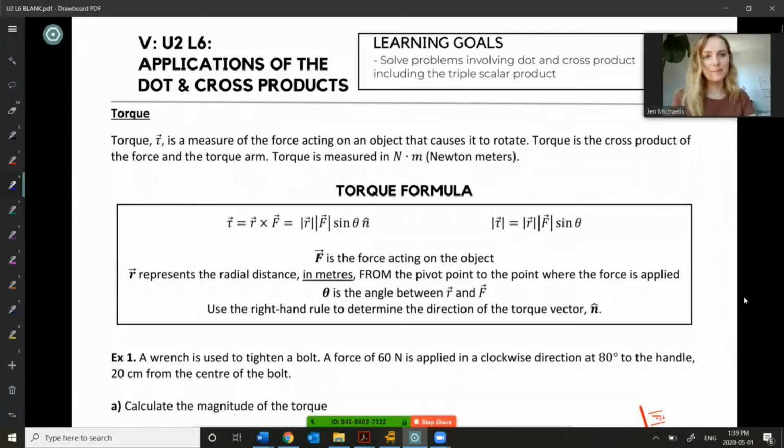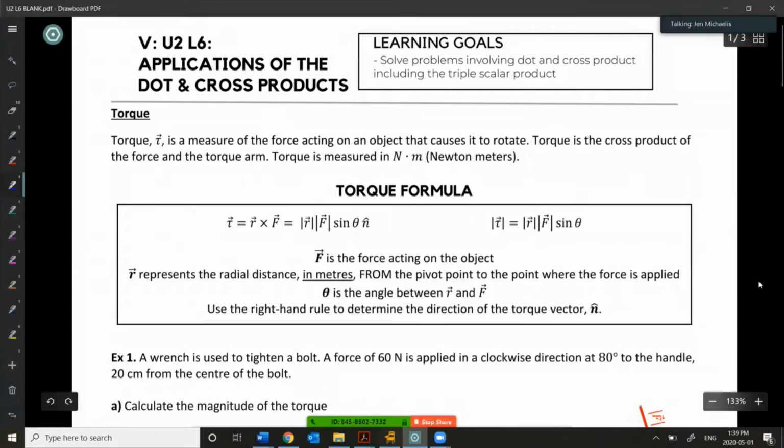So let's get started. The first application that we're going to take a look at is torque, which is essentially a vector that is the measure of a force acting on an object that causes it to rotate. So we're going to calculate torque by doing the cross product of the force vector and information from the torque arm. Torque is measured in units of Newton meters, and we like to use Newton meters for torque.